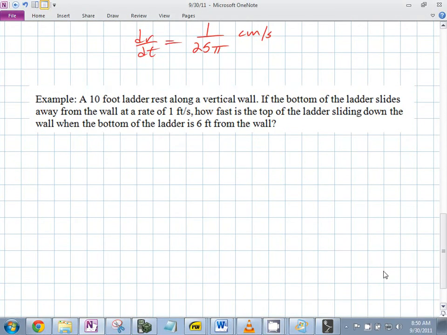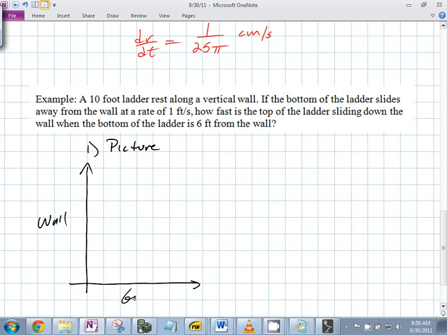Nope, not an equation. Draw a picture. Please draw a picture. It's in my notes, but I'm going to draw it again. So here's the wall and the ground. Okay. So what's leaning up against it? A ladder. And what are you assuming about this ladder?